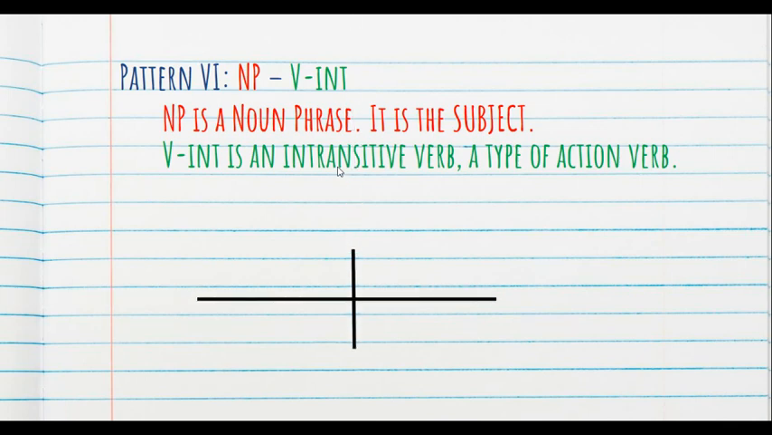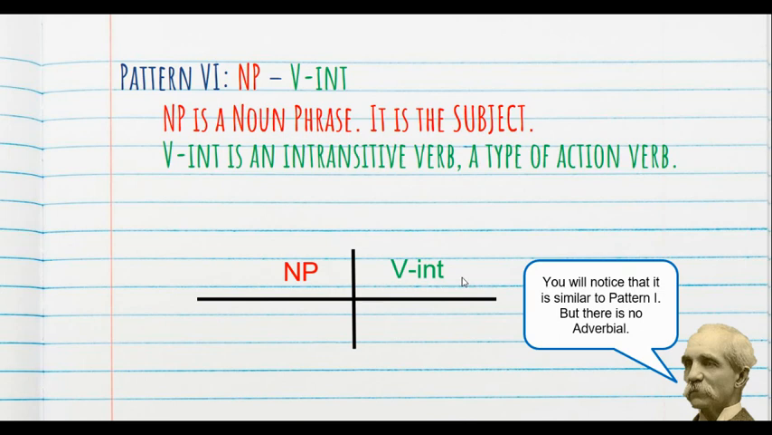So building our basic form. Here's our basic format. We know that our noun phrase is always first and our verb is second. I'm going to call it a verb intransitive. Sometimes I'll just simply put AV for action verb. That helps you out. But particularly it's an intransitive verb. It looks very similar to pattern 1. All right? So pattern 1 and pattern 6 are sort of like buddies. The difference then is the type of verb.